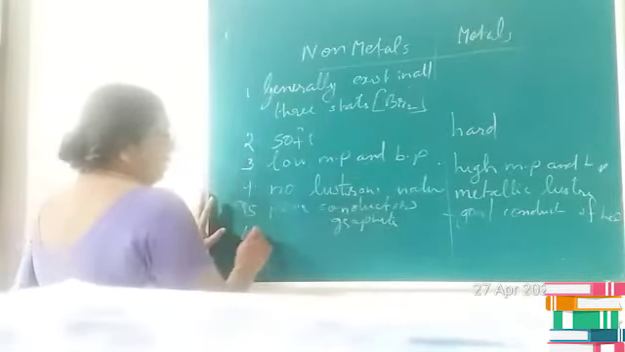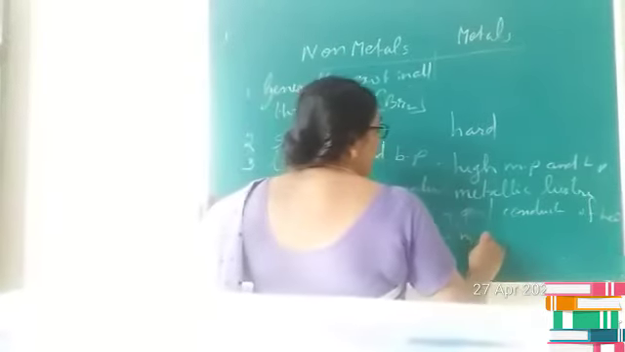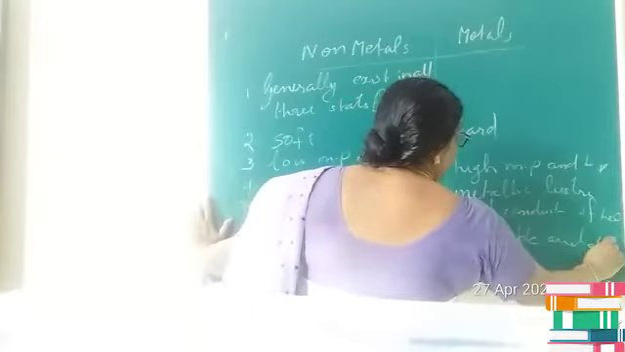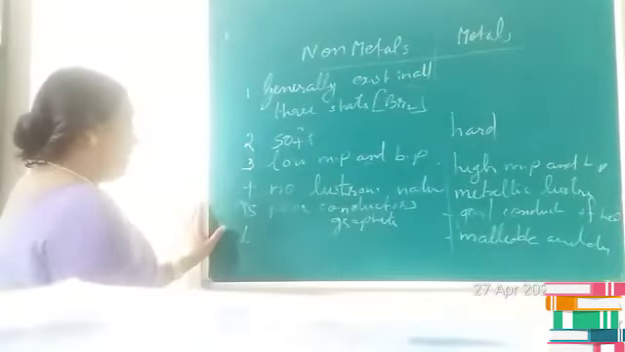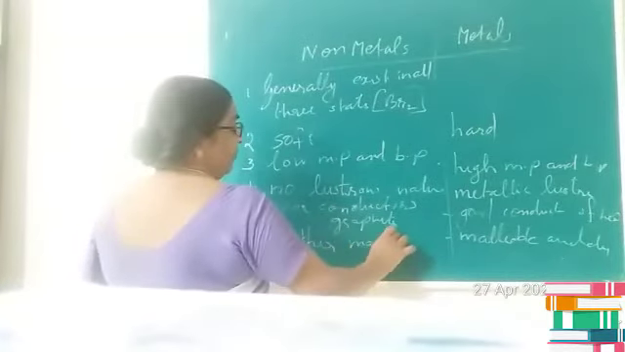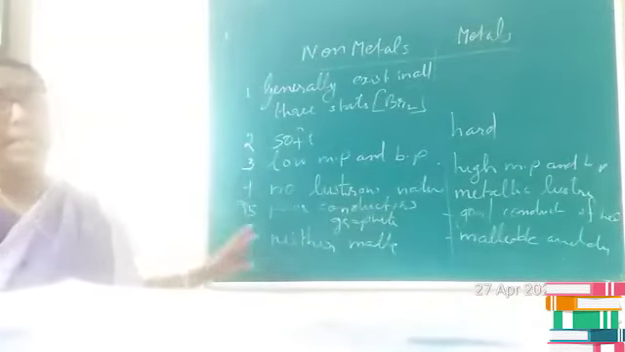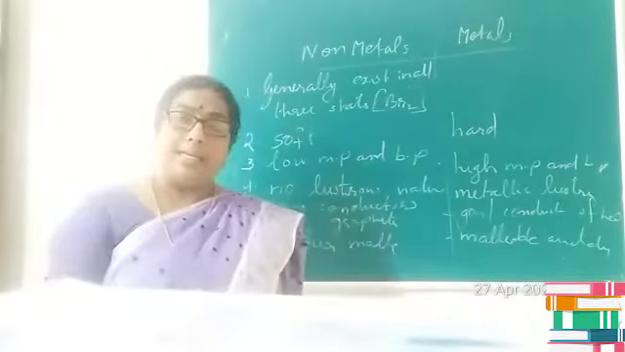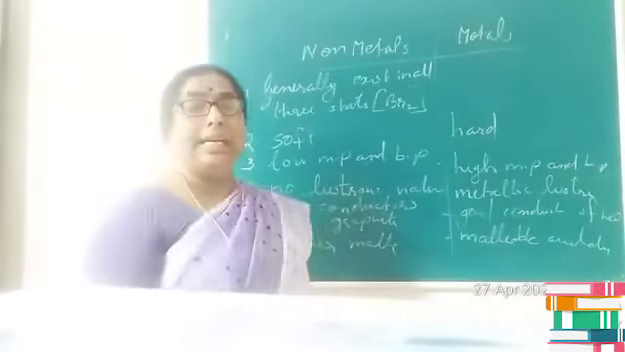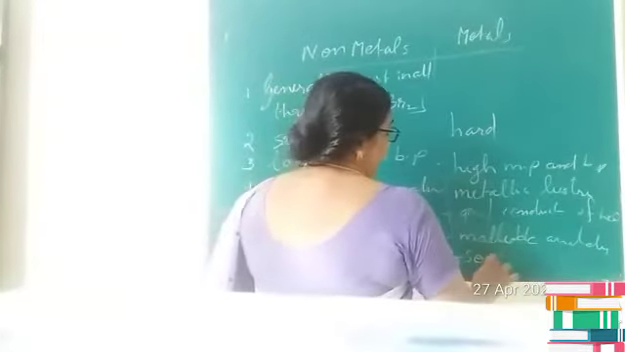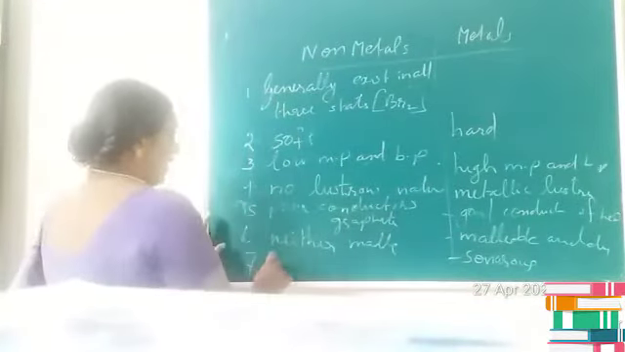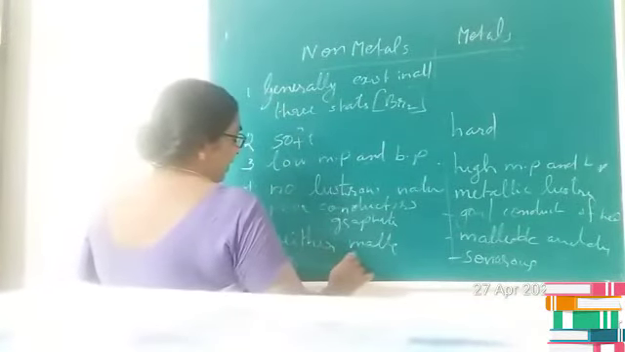Next one, metals are malleable as well as ductile in nature, but non-metals are neither malleable nor ductile in nature. Next, as the last property, metals are generally sonorous in nature. They make sound, they are sonorous, but non-metals are not sonorous in nature.